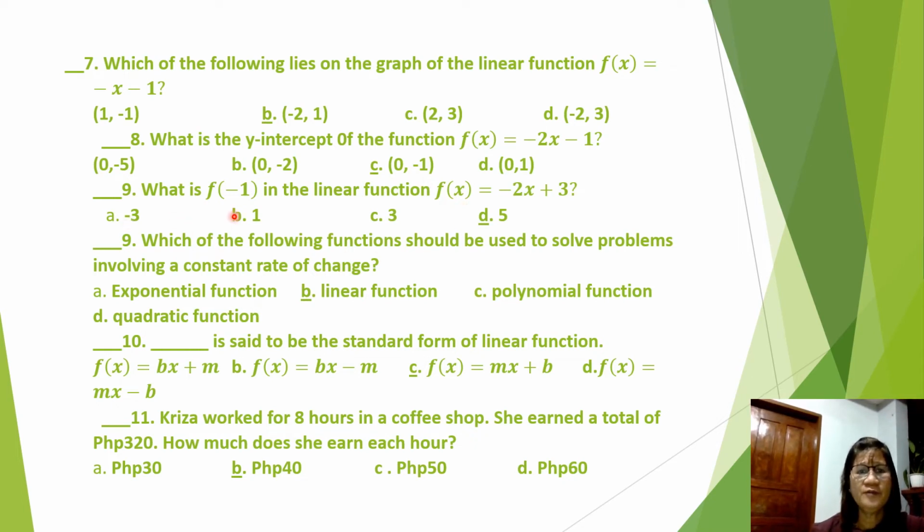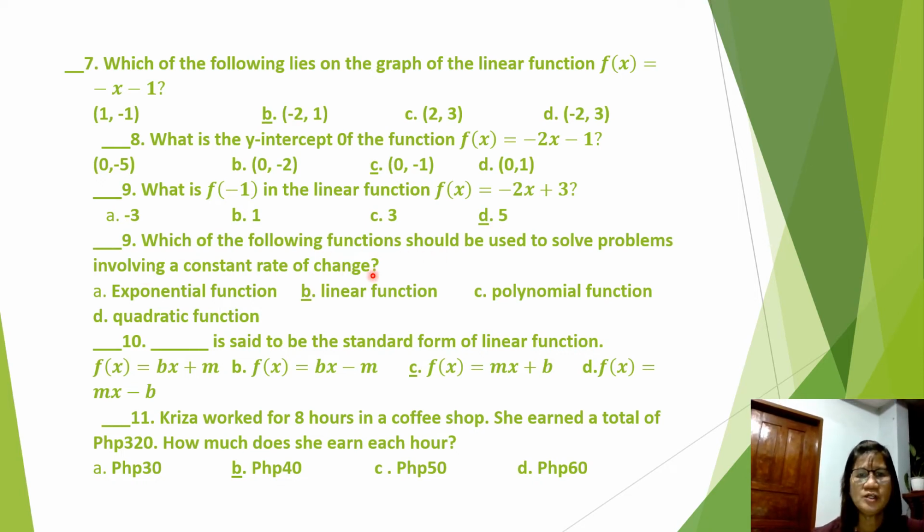What is f of negative 1 in the linear function f of x equals negative 2x plus 3? So when you replace x into negative 1, it will be negative 2 times negative 1, and that is positive 2. Positive 2 plus 3 will be 5.